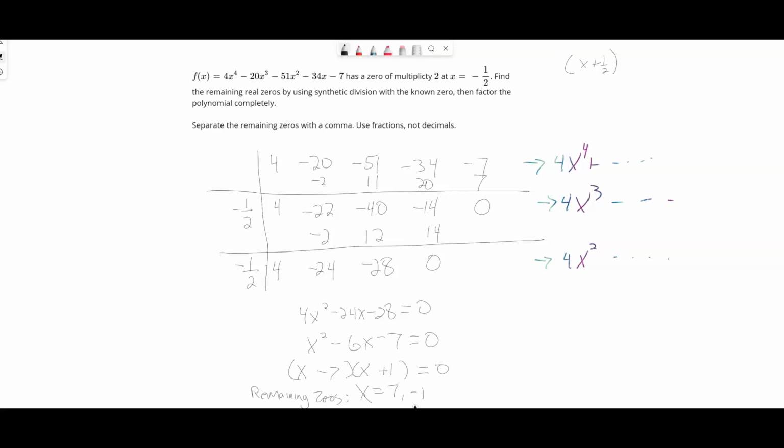Okay. And then it also said, then factor the polynomial completely. So we want to have the polynomial, f of x, factored completely. We factored out the x plus 1/2 factor twice by dividing by negative 1/2 twice, and we were left with the x minus 7 and the x plus 1. So there's the factored form. There are the remaining zeros.